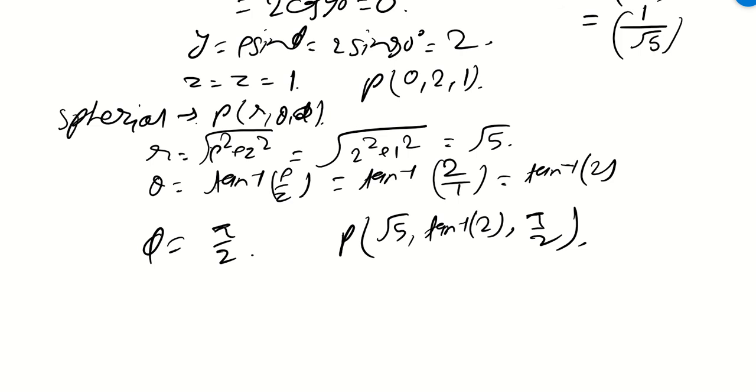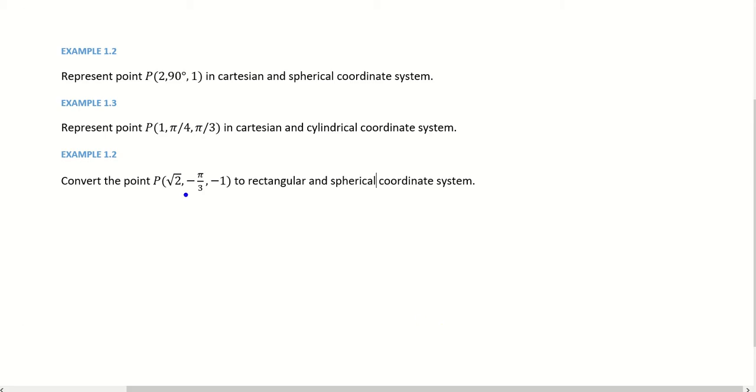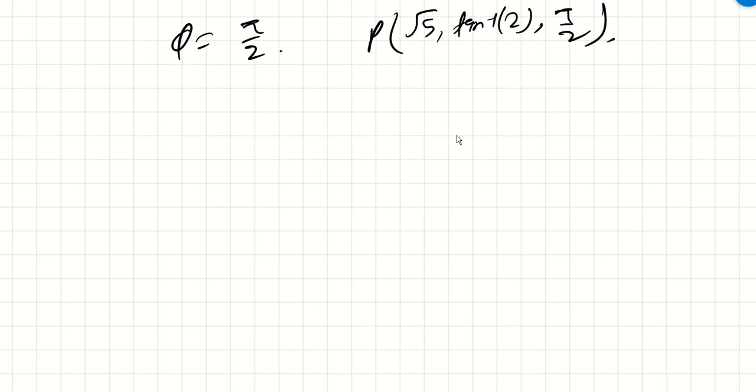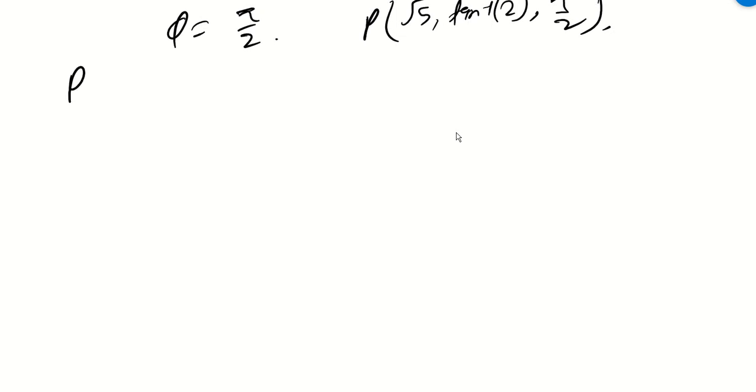Another question we will take. So next, moving on, the question is we have to represent a point P (1, pi by 4, pi by 3) in Cartesian and cylindrical. So see, r, theta and phi are given. So definitely this is in spherical coordinate. We have to convert this into Cartesian and cylindrical coordinate. So let's take the point P as (1, pi by 4, pi by 3). So this is spherical.